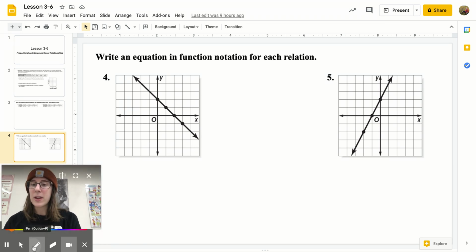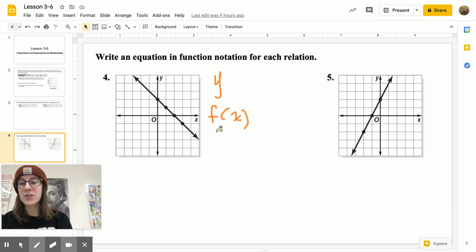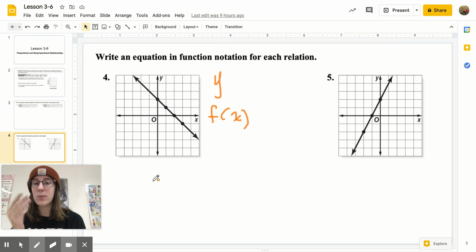So the other way you might need to write an equation is in function notation for each relation. I will remind you that y could also be written as f of x. This is not f times x, this is f of x. That's how you read that. So they're interchangeable. You can write either, but in this case they want you to do it in function notation, and f of x is function notation.